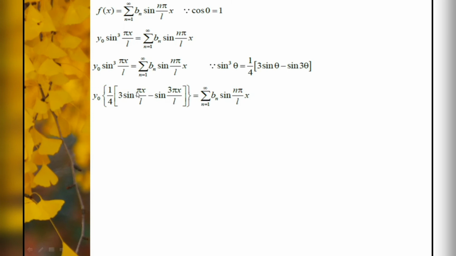See here in the left hand side we have pi x by L and 3 pi x by L, and we don't have any other terms. So what we are going to do is, let us expand these terms for different values of n. Substitute n equal to 1, we will get b1 sine pi x by L, and when n equal to 2, it is b2 sine 2 pi x by L. When n equal to 3, it is b3 sine 3 pi x by L. n equal to 4, b4 sine 4 pi x by L, and so on.